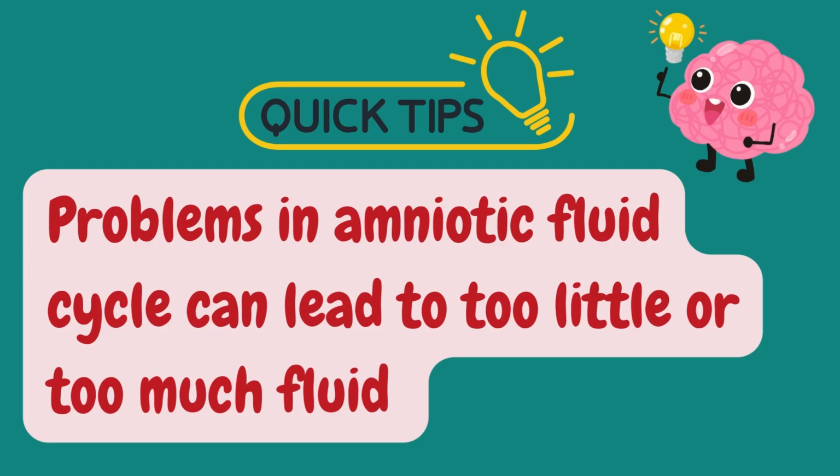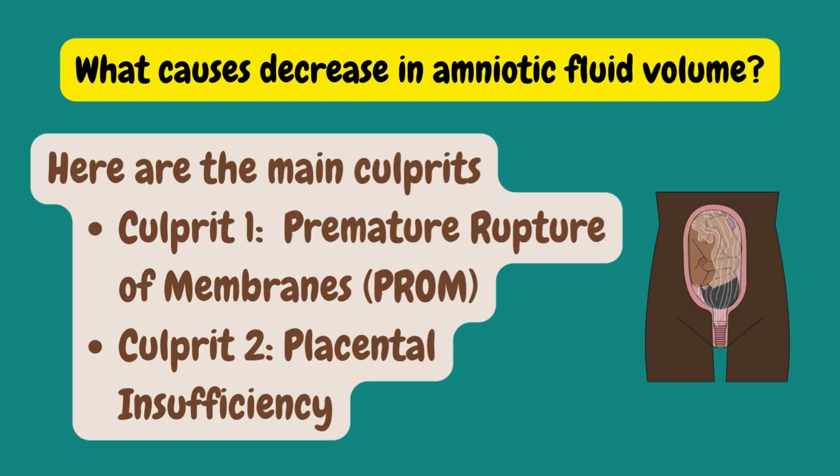Now, let us understand the pathophysiology. Remember the cycle that we discussed earlier? Problems in this cycle can lead to too little or too much fluid. So, what causes this decrease in fluid? Here are the main culprits. The most common is a condition known as premature rupture of membranes, and the other cause is placental insufficiency.